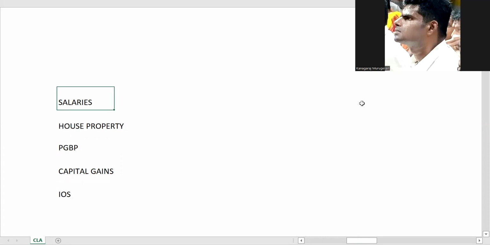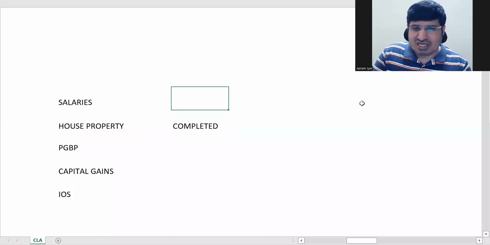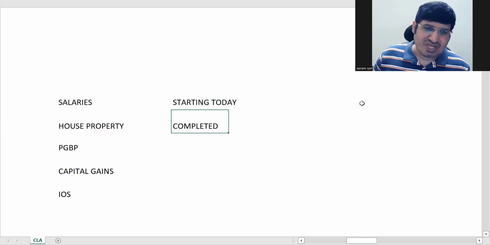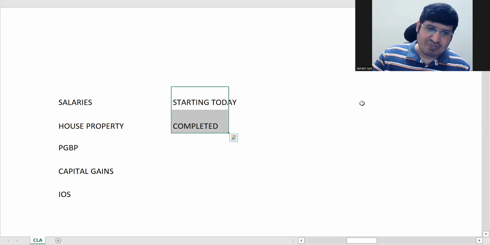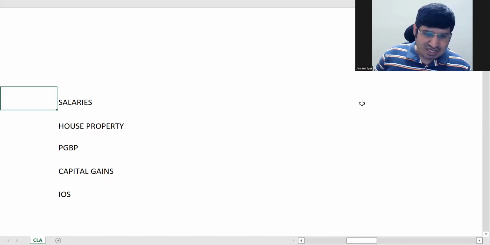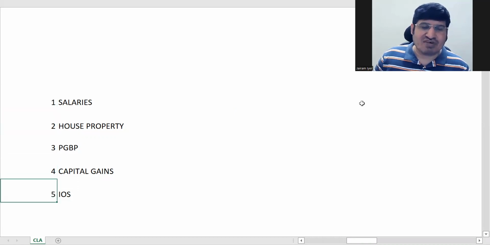Okay. So now we have completed house property, right? And now we are studying salaries. Starting today is salaries, right? So in this, one thing I'll tell you, whenever you compute these things, for our code, we will call this 1, 2, 3, 4, 5 in order.